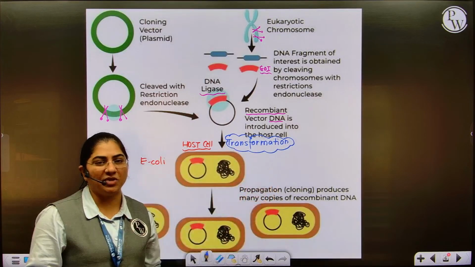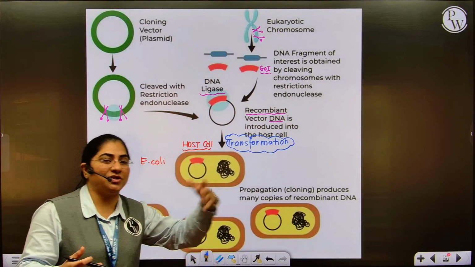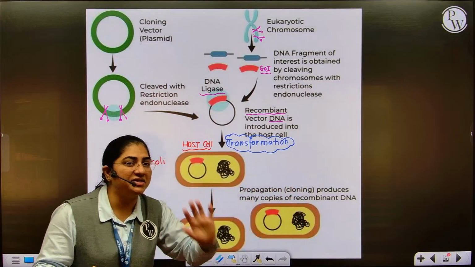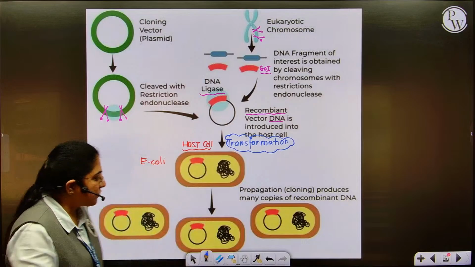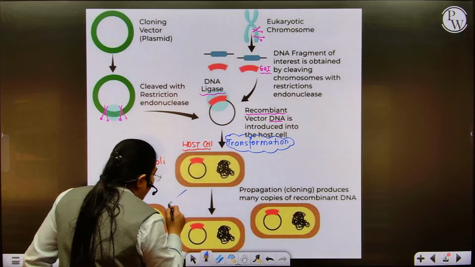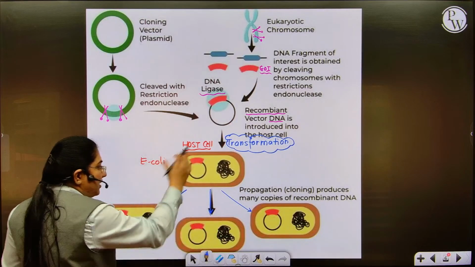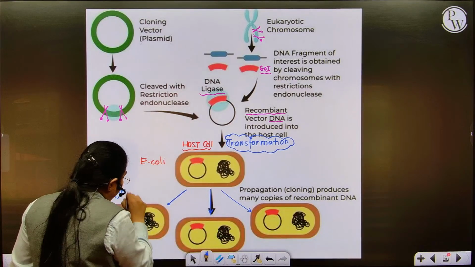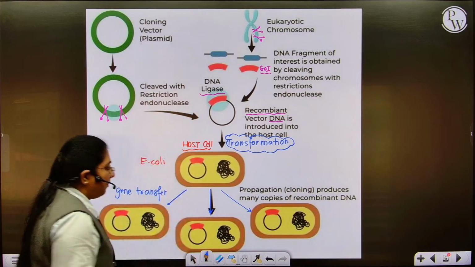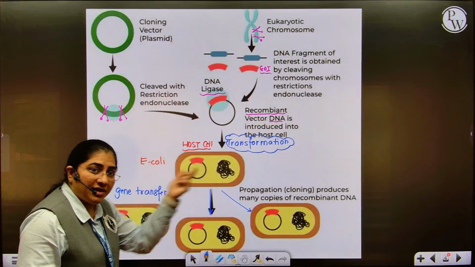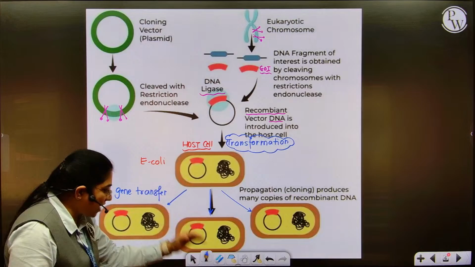depending upon its copy number. Once it replicates, forms multiple copies, it will start to produce the protein that we desired, that is, it will start to produce insulin. Now, this bacteria will form its progenies. Once it forms its progenies, we call this process gene transfer. Meaning, now our recombinant DNA is in every progeny of this E. coli bacteria. Gene transfer has taken place.